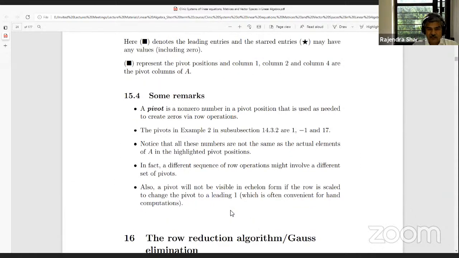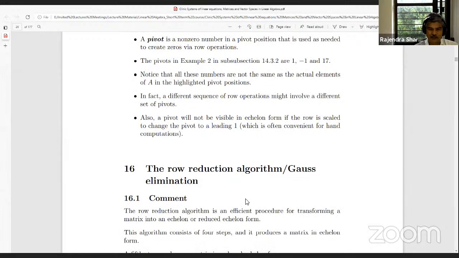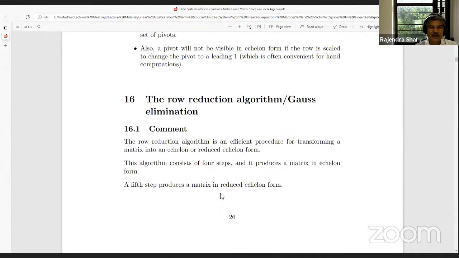So a pivot is a non-zero number in a pivot position that is used as needed to create zeros via row operations. And the pivots in example 2 were 1, -1, and 17. You can notice that all these numbers are not the same as the actual elements of A. In fact, a different sequence of row operations might involve a different set of pivots. Also, a pivot will not be visible in echelon form if the row is scaled to change the pivot value to 1, which is often convenient for hand computations.